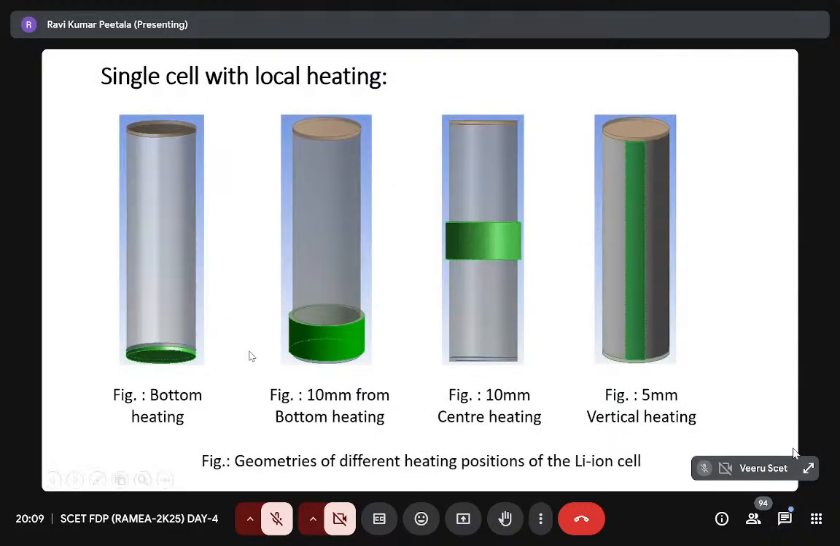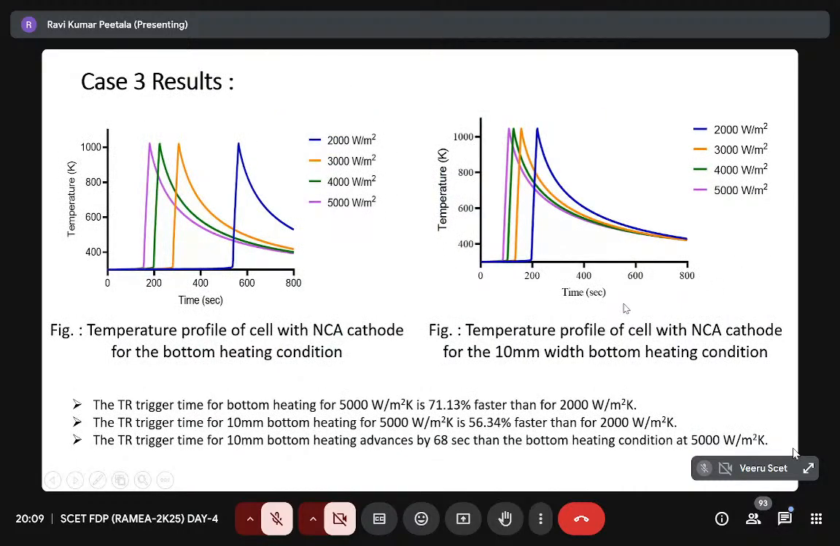This is the vertical, and this is another case I chose here. I plotted here. Sorry. Okay. This is the bottom heating. So this is the first case, which is bottom heating, the bottom 10 mm width.